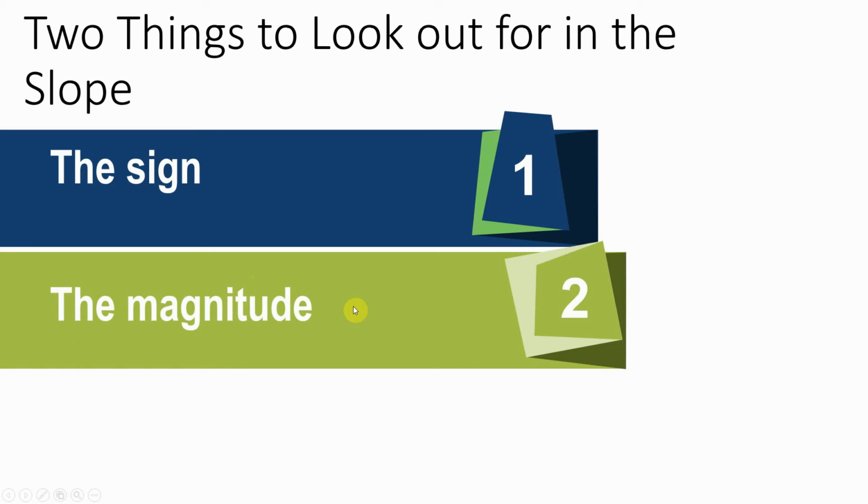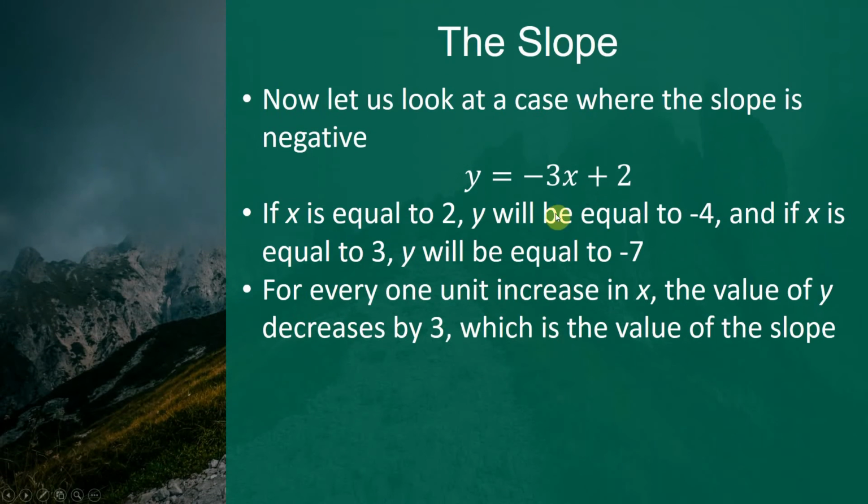The other thing that we look at is the magnitude. The magnitude, and by this I mean the size of the coefficient. Over here, the size of the coefficient is minus 3. So basically it's telling me that when x increases by 1, y is going to decrease by 3. If the slope was minus 5, then we know that when x increases by 1, y is going to decrease by 5. The larger the magnitude of the slope, the larger the impact that x has on y.